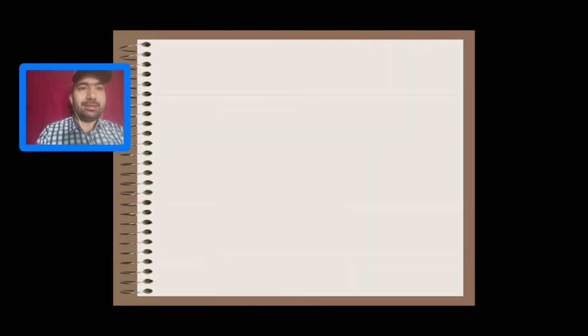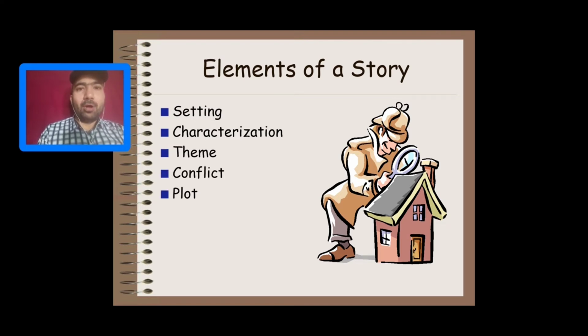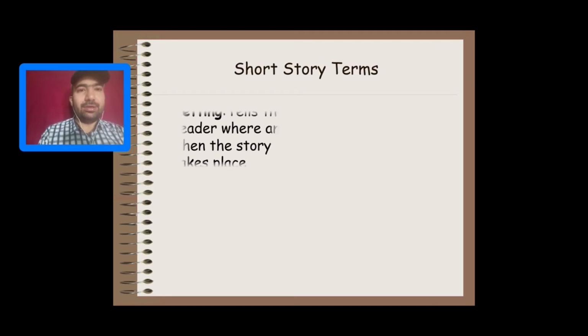So let's get started with the elements of a story. The very first element that we have is setting. Second, we have characterization. Third, theme. Fourth, conflict. Plot. Climax. Resolution. Point of view. So let's discuss all these terms in detail.